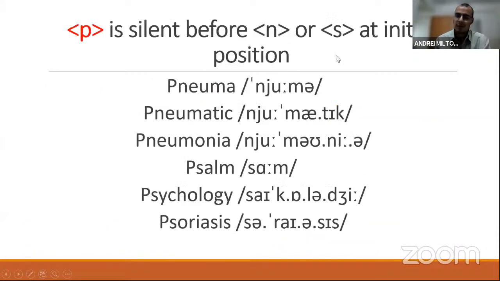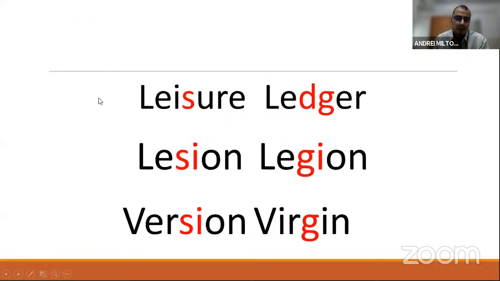Very good. Next one. So this is very easy. Whenever you see the P before N or S at the beginning of words, you do not pronounce P. Okay, so you do not say psychology, right? You do not say puh-neuma. So it's just neuma, pneumatic, pneumonia, psychology, psoriasis. Okay, very good. That's actually very easy to remember.